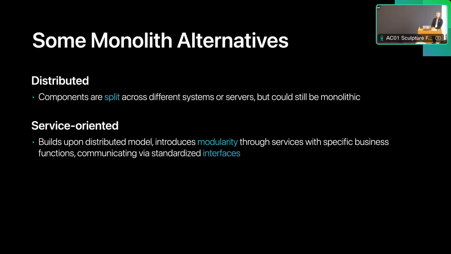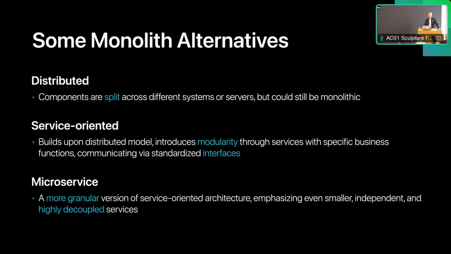Service-oriented takes that further, where each component becomes sort of insulated and independent, and different components talk to each other through well-defined interfaces like APIs. Then a microservice architecture is like service-oriented, but the different components are even smaller in scope. Their task is just to do one thing, and so it allows for very independent and highly decoupled services.